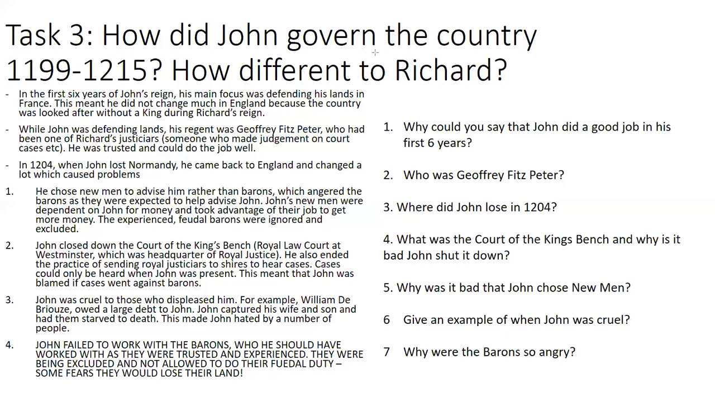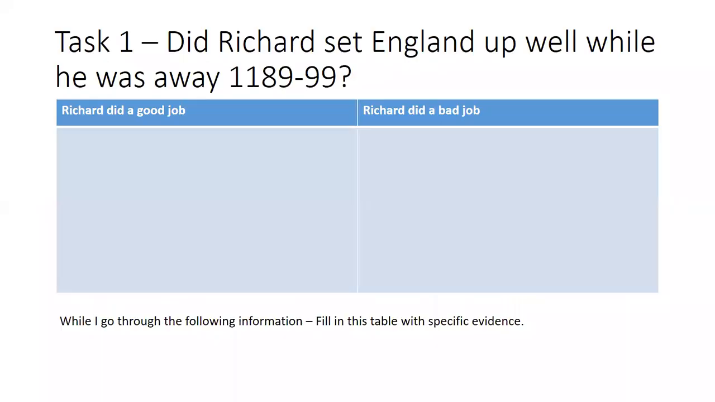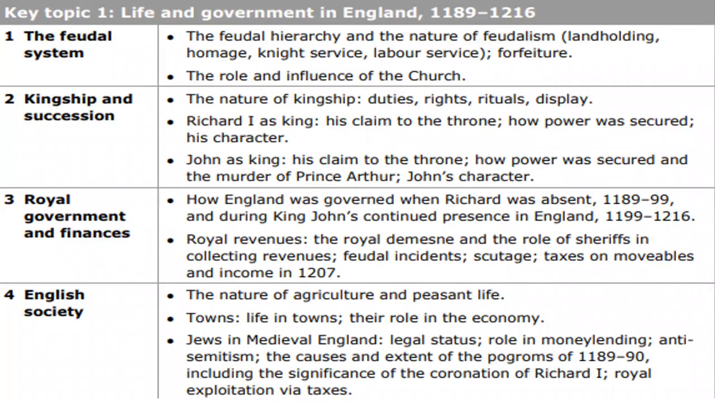If we just go back to the very start of this exam board syllabus, we've looked at how England was governed when Richard was absent, and we've also looked at how it was ruled during King John's presence, 1199 to 1216. So there's only a few more lessons left of Unit 1 for us to cover. And remember, you can go back through the YouTube channel and look at old videos that we've done so far in this unit of work.